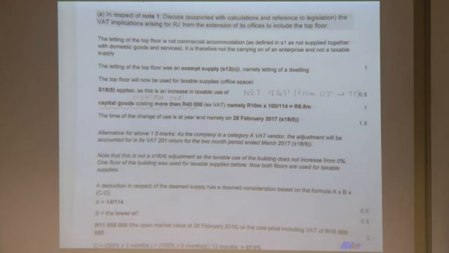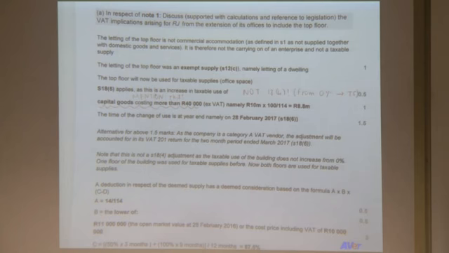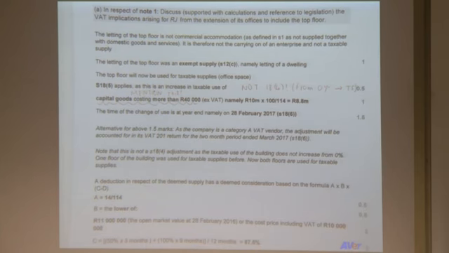So question 3A said, in respect of note 1, discuss the VAT implications arising for RJ from the extension of its offices to include the top floor. So what you had to identify here was originally they were using this capital asset partly for taxable supplies and partly for exempt supplies. Because residential accommodation in terms of section 12C is exempt. So you got one mark for identifying that section 12C applied to that top floor, therefore it was exempt. And now you are changing the use from partly exempt and partly taxable to fully taxable. So there's a section 18(5) adjustment.